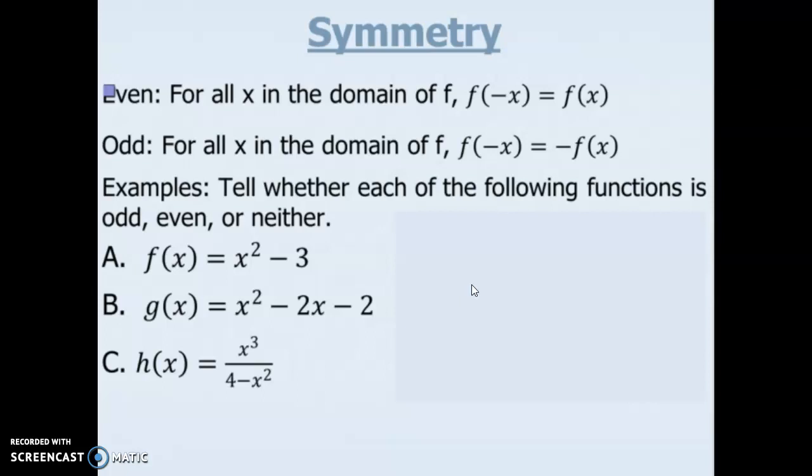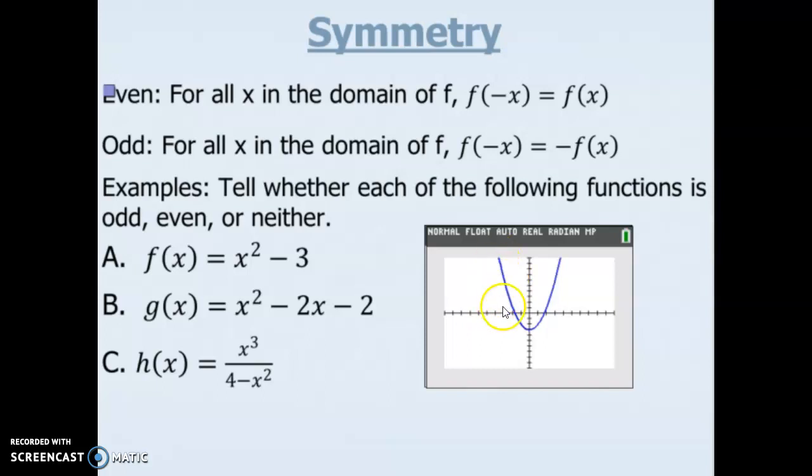We have a couple of examples. For these, we're going to start by just graphing them. For A, let's graph this parabola. I have this nice, pretty parabola, and if I look at this on my calculator, it looks like the y-axis goes straight through the middle of it. It cuts it in half, which makes sense because it was my basic parabola shifted down 3. It is even.